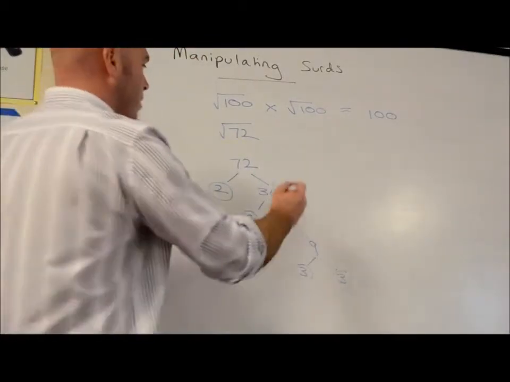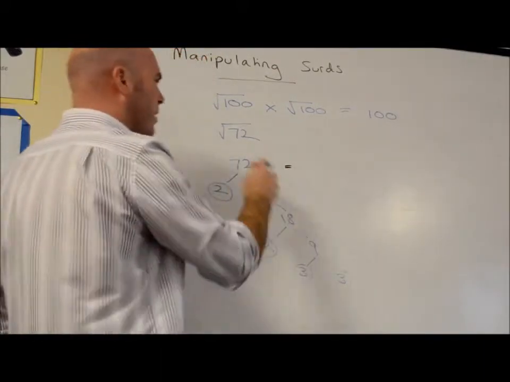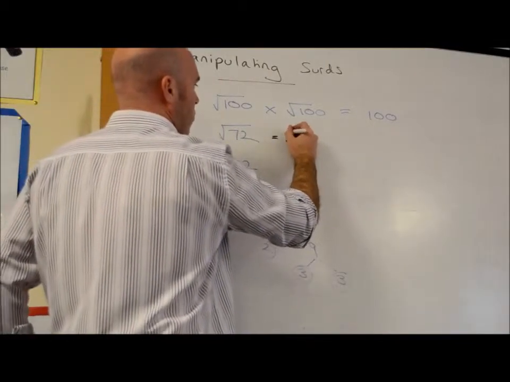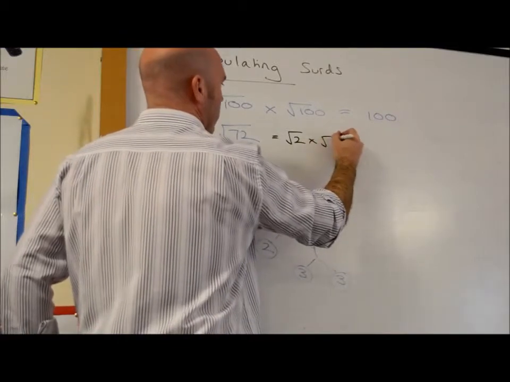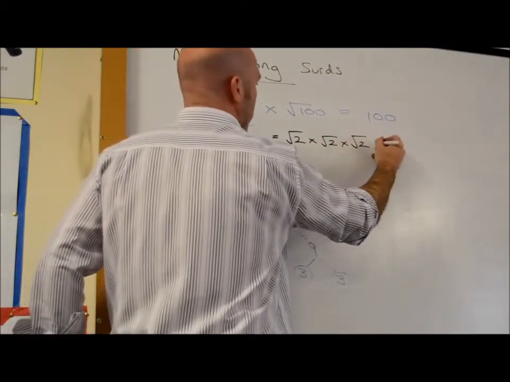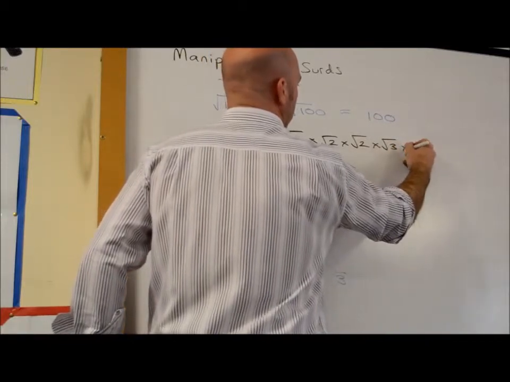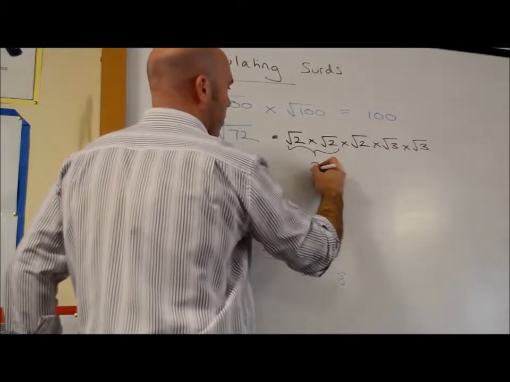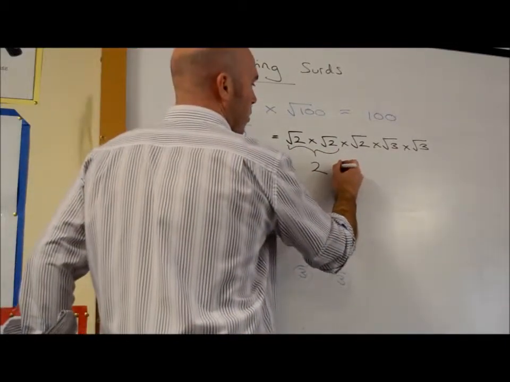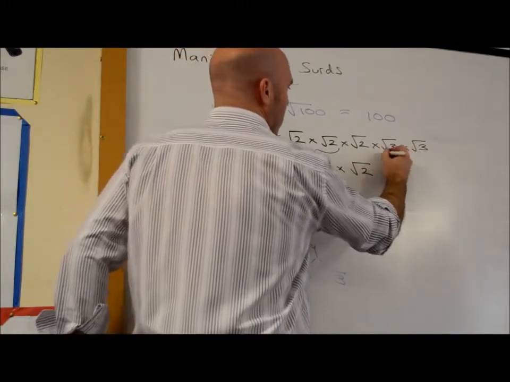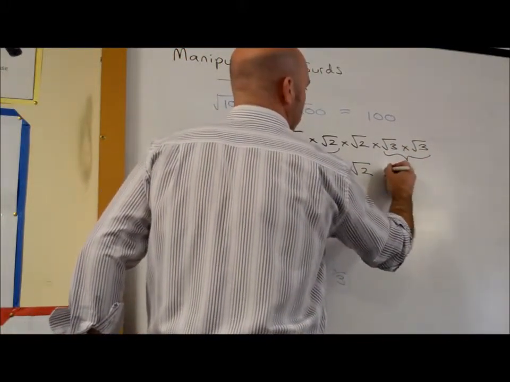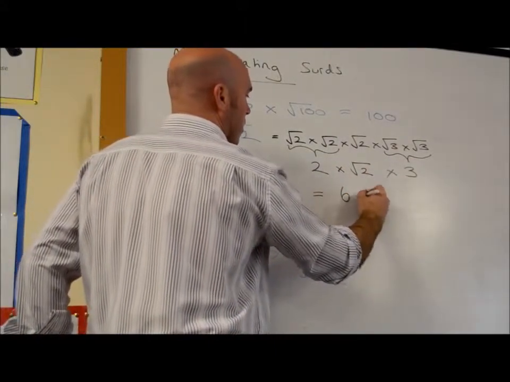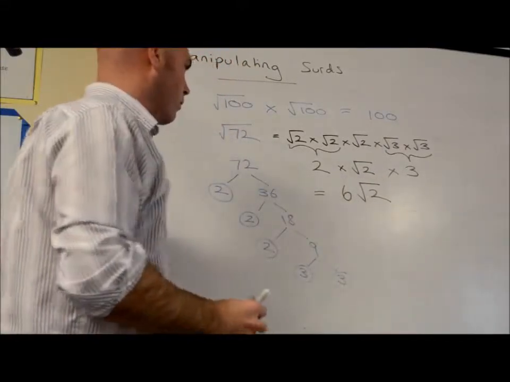So the prime factorisation is, my pen is running out, which is a bit of a shame. The square root of 72, I could write it as root 2 times root 2 times root 2 times root 3 times root 3. Those two things combine to make 2. So I've got 2 times root 2, and these two combine to make 3. So I've got 2 times root 2 times 3, which equals 6 root 2. Okay, that's it.